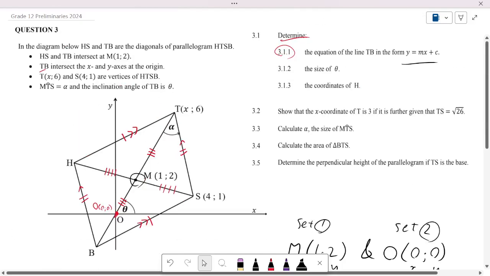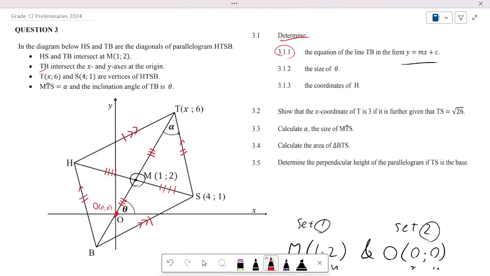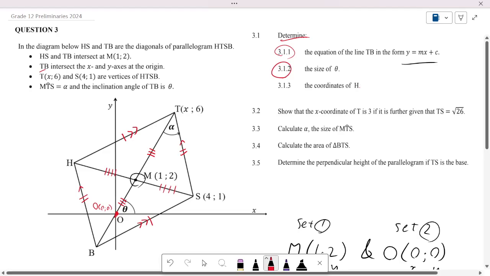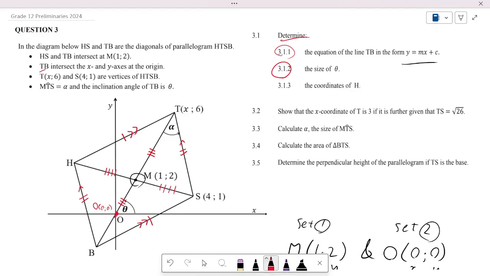Now let's move on to the next question over here that says the following. 3.1.2 says find the size of theta. Okay, so this one is also an easy one. Also note how I don't have the marks over here. The marks are actually here.